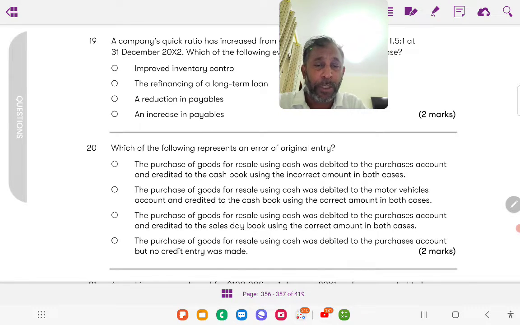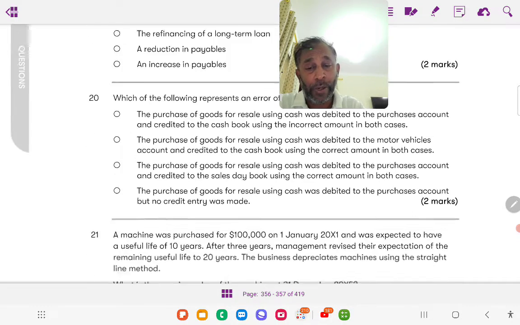The purchase of goods for resale using cash was debited to the purchase account and credited to the sales day book. Not at all possible. There is no possibility of such an instance, so that is not an answer. The purchase of goods for resale using cash was debited to the purchase account and no credit. No, even that is not the answer. Also please remember, the error of original entry will not have any reflection on the trial balance. It will not cause any imbalance or disagreement to the trial balance. So, the correct answer is the first one.